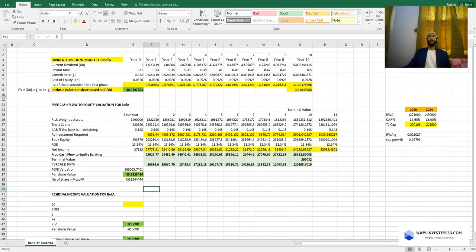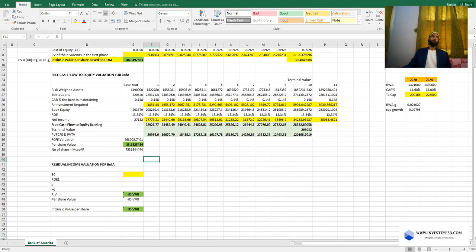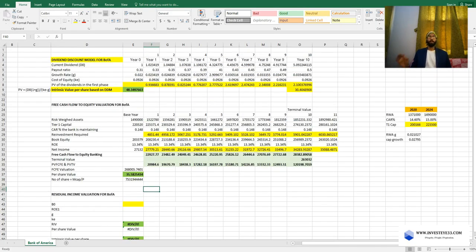So now we have done the second method also. Now only one more method is pending, which is the residual income valuation for Bank of America. Let's get on with it right away.